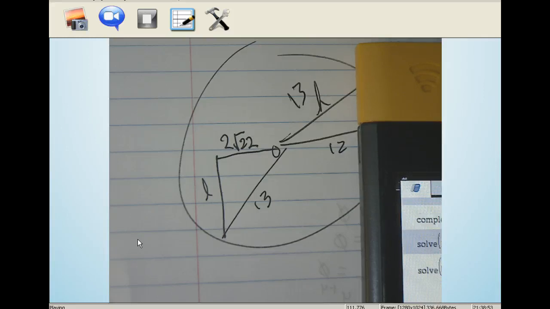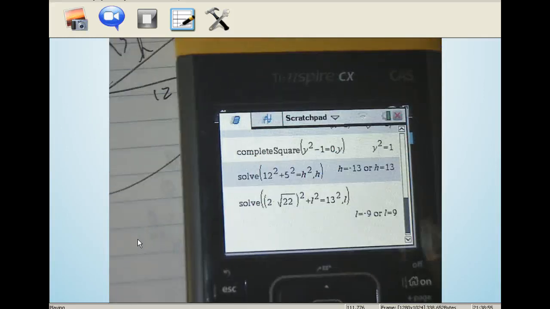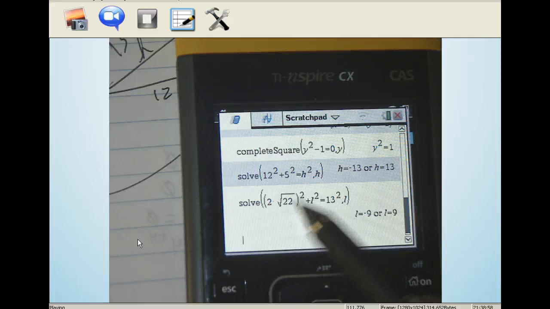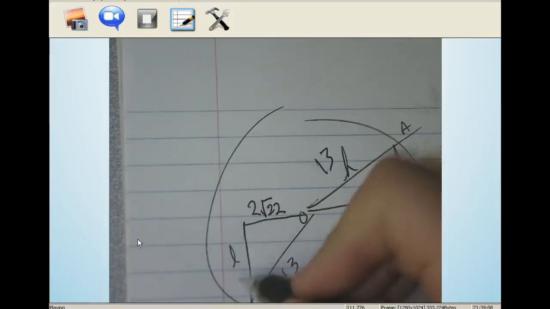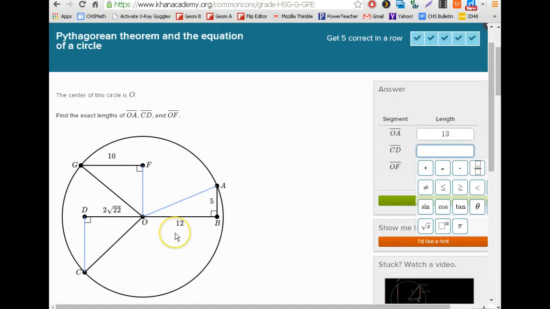We hit enter, and we get L is either, oh boy, you can't see that. Put the one leg in squared plus L squared is equal to 13 squared for L. And I've got negative 9 or positive 9. I know it's not going to be a negative number because we're talking a distance, so this has to be a measure of 9. I'll go back in here and say this is 9.